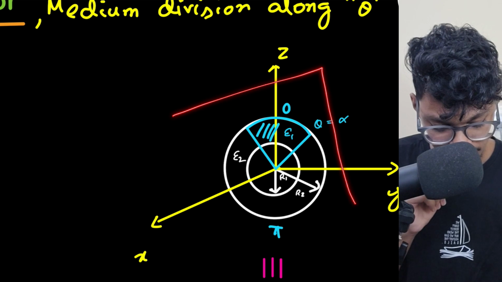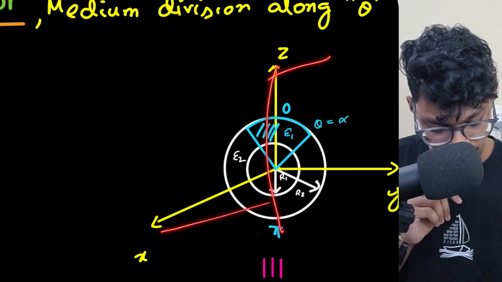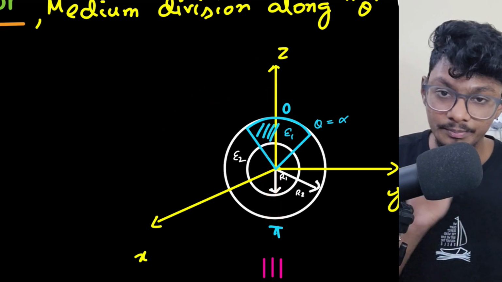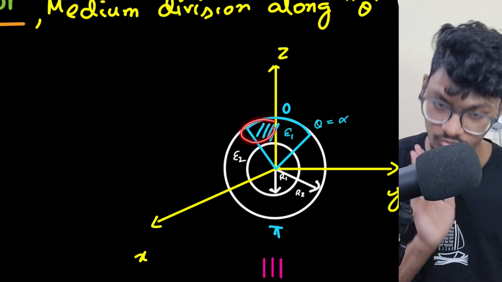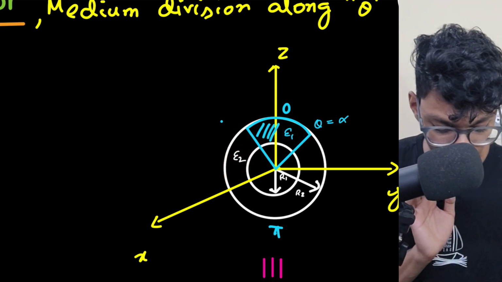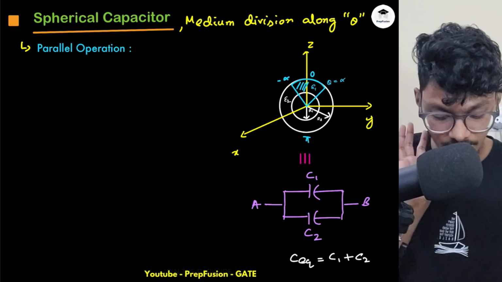What is this plane? This is perpendicular to the xy plane, right? So about the z axis, this would be a mirror image. So here also this will be epsilon 1, and here also this will be epsilon 2. This is minus alpha. So it is a mirror image about z. I hope you get the point.